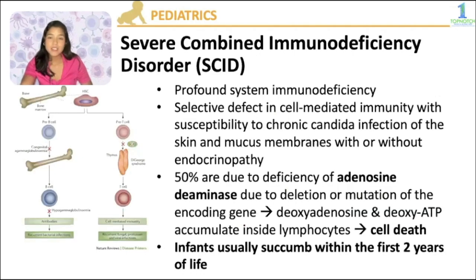So adenosine deaminase deficiency is associated with SCID. About 50% of SCID cases are due to deficiency of ADA, or adenosine deaminase. What happens is whenever this enzyme is deficient, you have a buildup of deoxyadenosine and deoxy-ATP inside your lymphocytes. This causes cell death of your lymphocytes. Therefore, the patients are unable to mount a proper immune response. So infants with SCID will usually succumb to the recurrent infections within the first 2 years of their life. So they are very prone to recurrent bacterial infections, recurrent fungal infections, and recurrent viral infections. So that's it for your pediatrics part of the midterm examination.